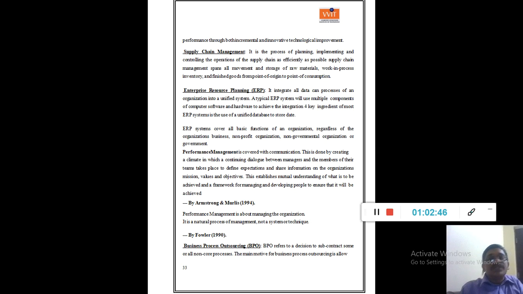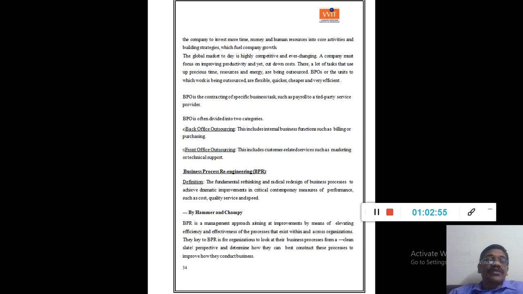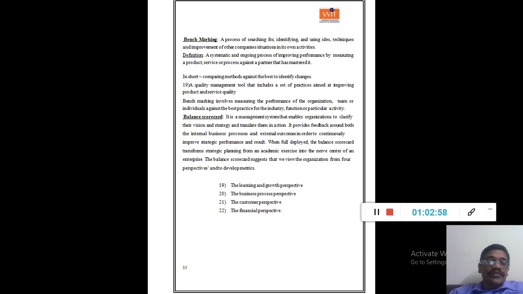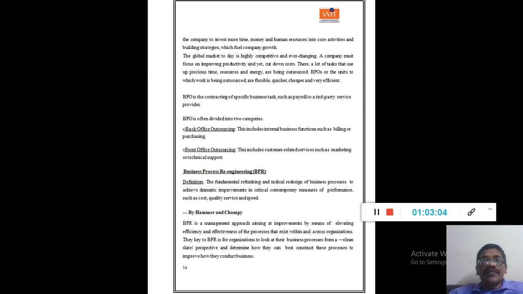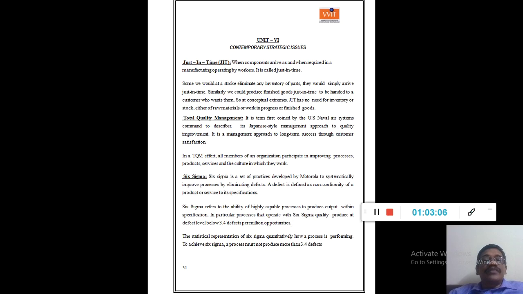Supply chain management. Then we have ERP, enterprise resource planning. Then we have performance management. Then business process outsourcing, business process re-engineering. Then balanced scorecard and benchmarking. With this the unit has been completed. These are the important topics of unit number 6.